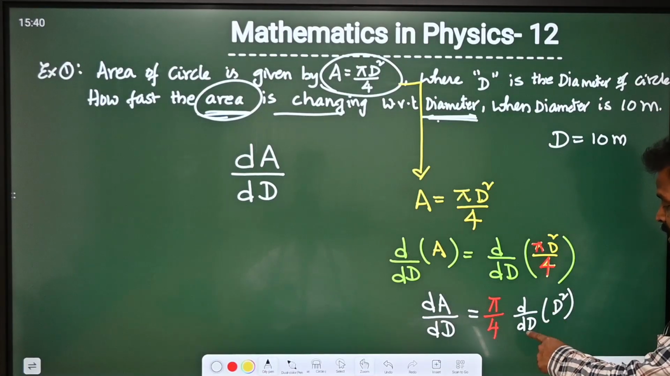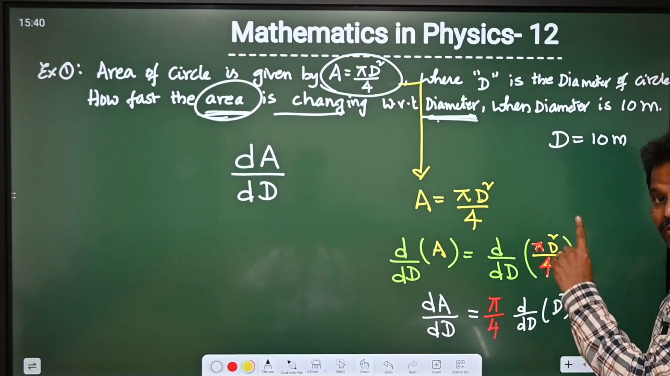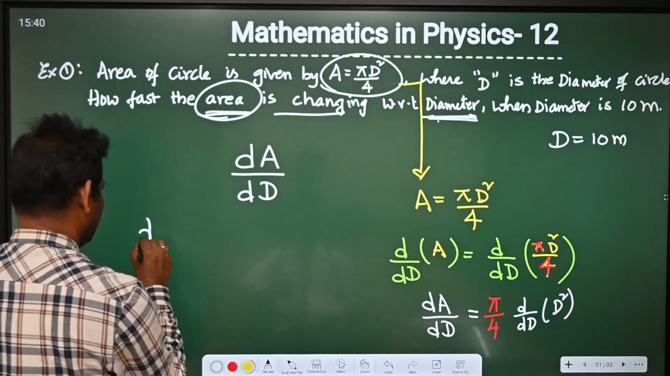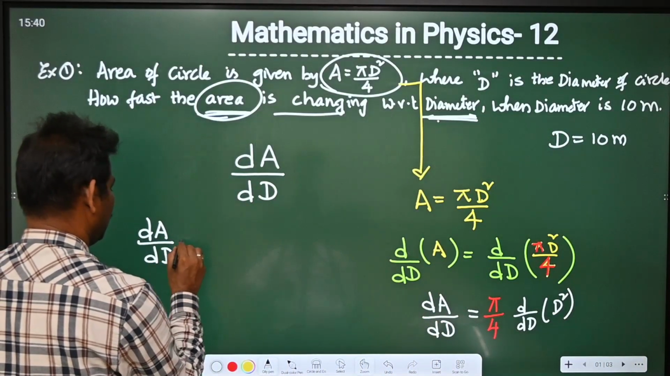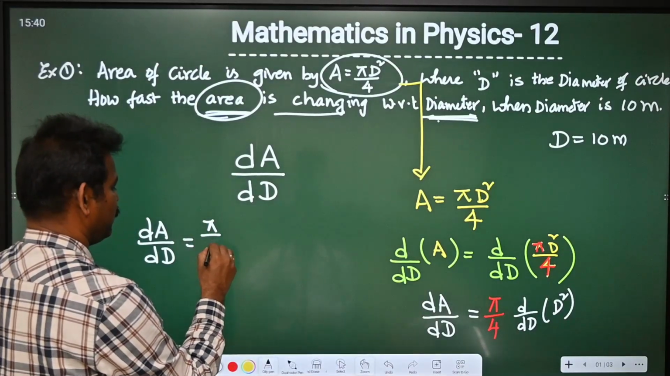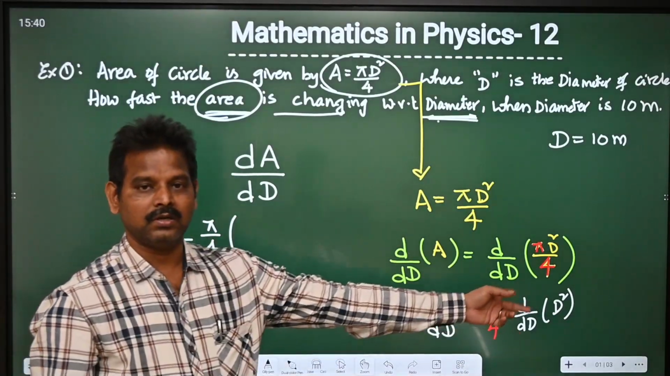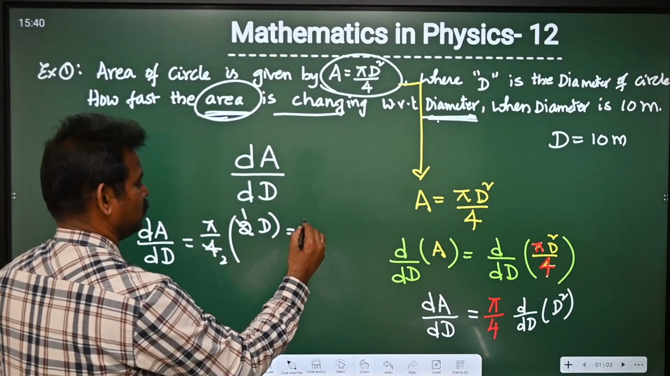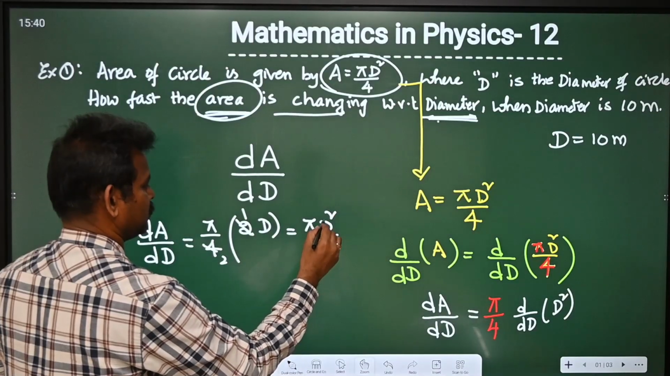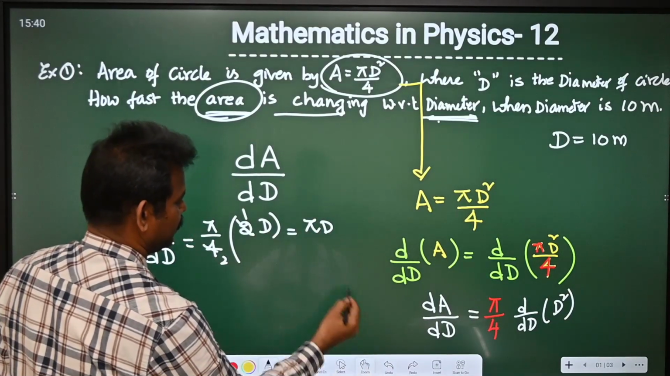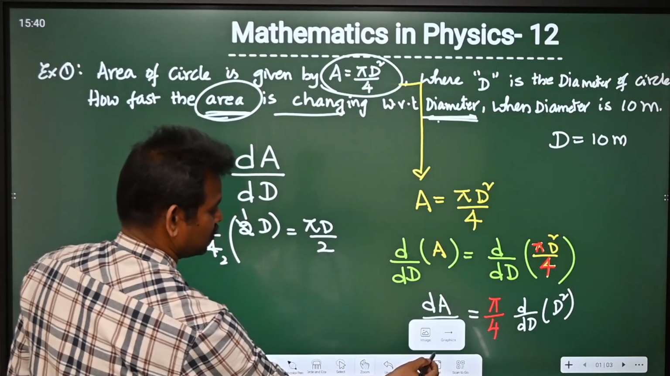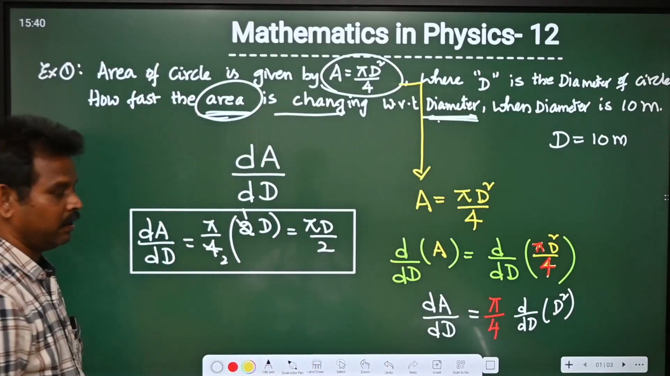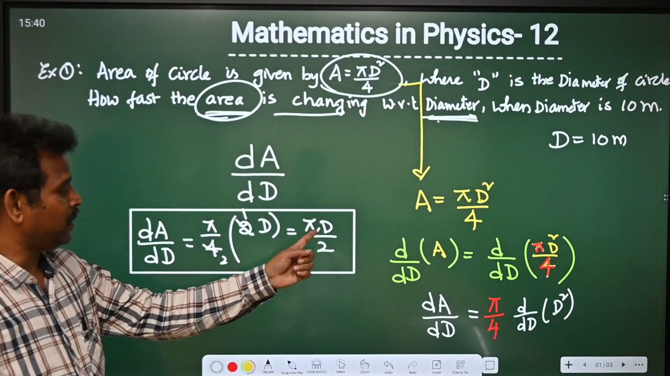The remaining terms are d by dd of d square. This is just like d by dx of x square. So power will be reduced by 1 and multiply the same power, then we will get dA by dd on left side is given by pi by 4 on right side. This d square will become 2d. 2 ones, 2 2's. So the answer is pi d by 2. So this is the relation between the rate at which area is changing with diameter is pi d by 2.